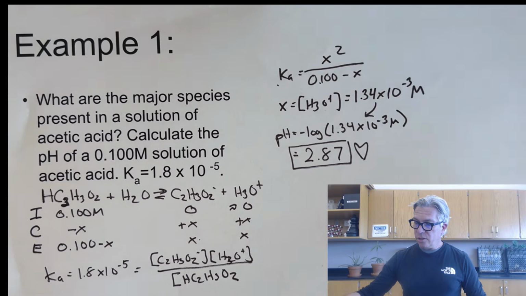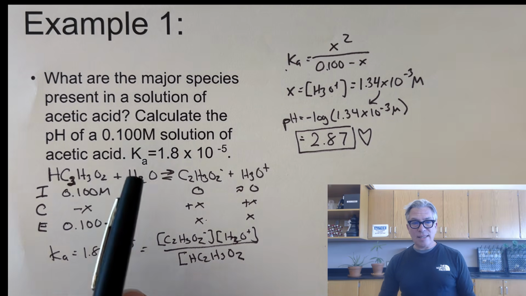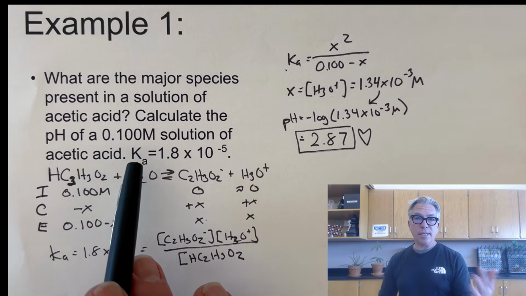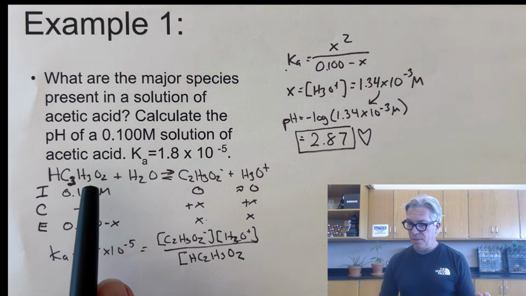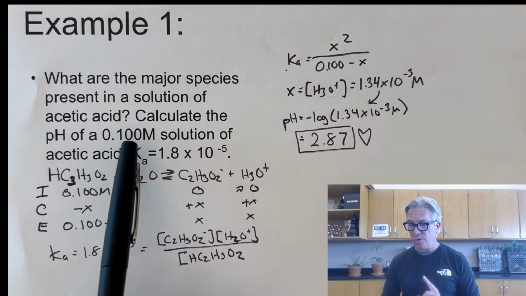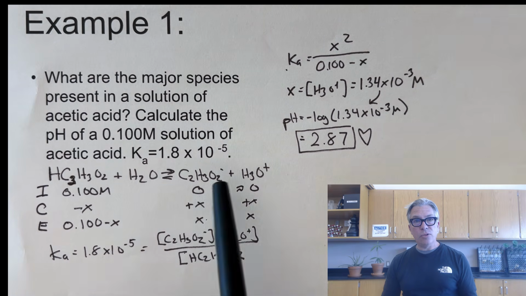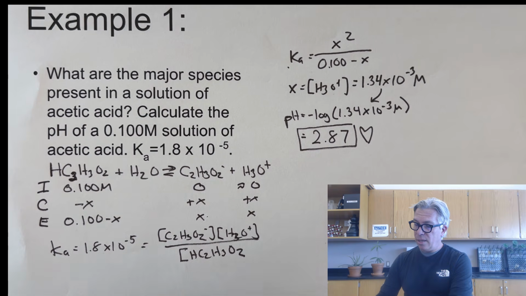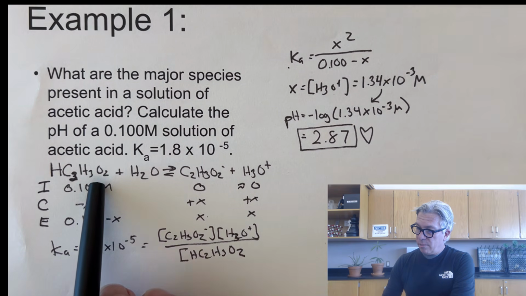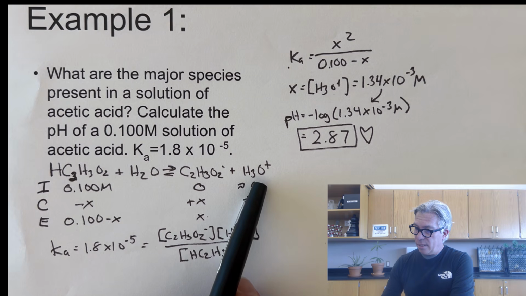This is most common. What are the major species present in a solution of acetic acid? Now, you've probably done this one. Acetic acid is very common, but the same thing would happen for any other weak acid. So calculate the pH of a 0.1 molar solution of acetic acid. You're going to need to do an ice table for a weak acid, and it helps to set up the reaction. Acetic acid plus water makes acetate plus hydronium, and then the ice table.